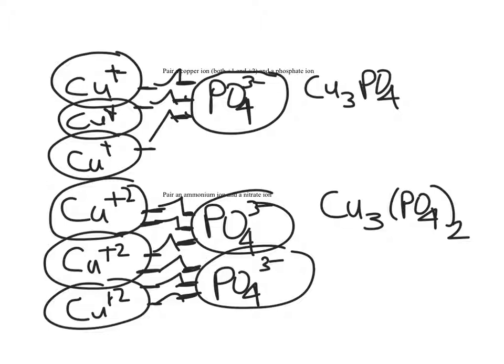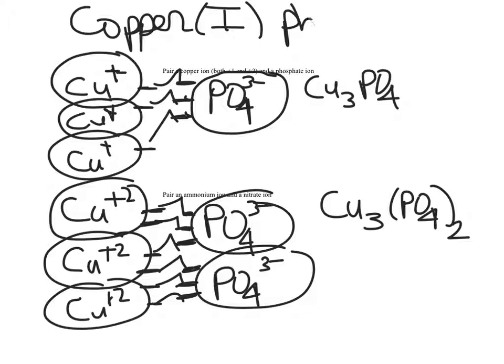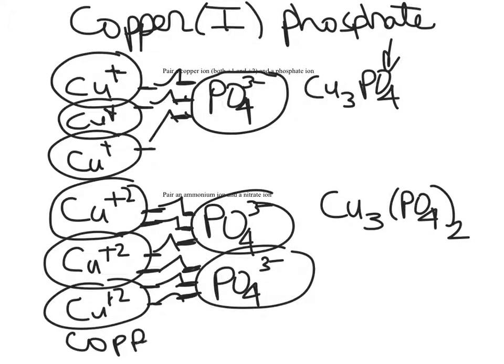If we name both of these copper phosphate, how will we tell the difference between the two? So just like we learned in lecture, when we have a transition metal, we are going to tell the person coming after us the charge on the ion, so they know what ratio to put them together in. So for the first one, we have what charge on the copper? We have a positive 1, so it is copper(I) phosphate.